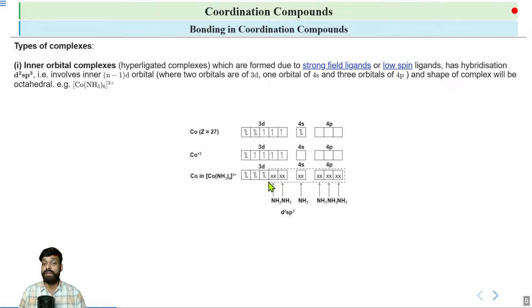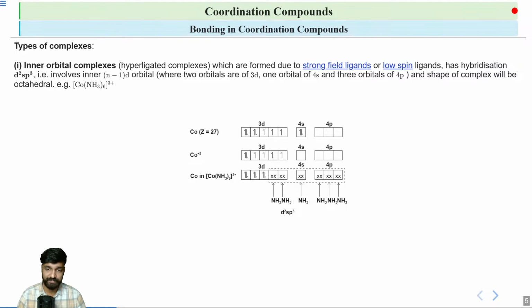And in this table, what will happen? Your NH3 will donate its lone pairs during the overlap of the orbitals. Got it? And your Co(NH3)6 3+ is formed. Remember, ammonia is a weak ligand, but for cobalt 3+ it becomes a strong ligand. We will talk about it in detail. What are strong field ligands and weak field ligands? This is explained explicitly in the ligand field theory or crystal field theory. So here we are getting only the crux of it.